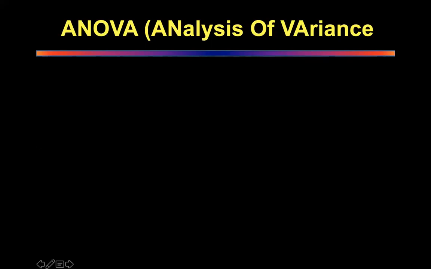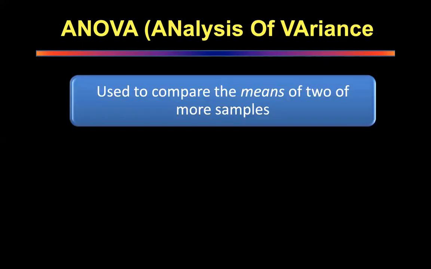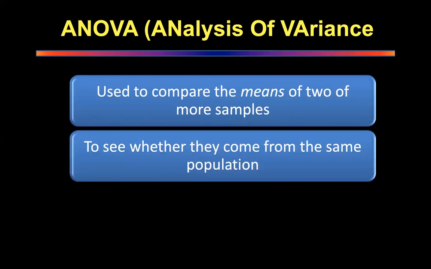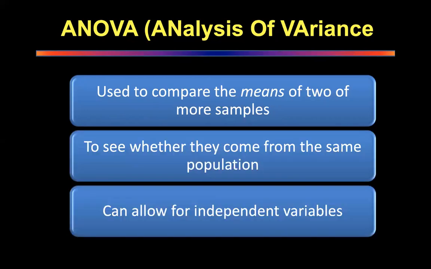Okay, ANOVA, analysis of variance, is another parametric test, but here we use the means of 2 or more samples. Sometimes you might have 3, 4, 5 groups. So how do you compare the mean of all of those groups? You use analysis of variance, of the same population. When you have many independent variables, 2, 3, 4, 5, 6, then you use analysis of variance. When you have only 2 samples, you can use a t-test.